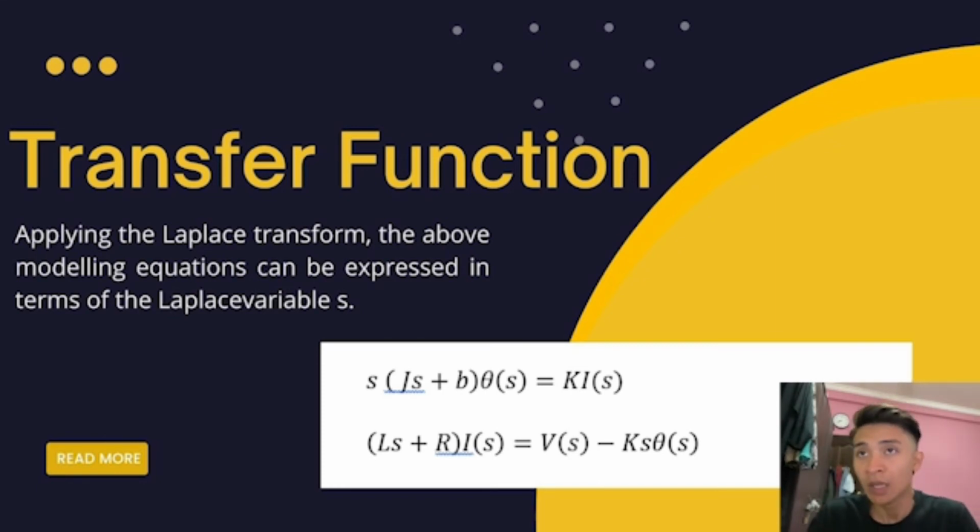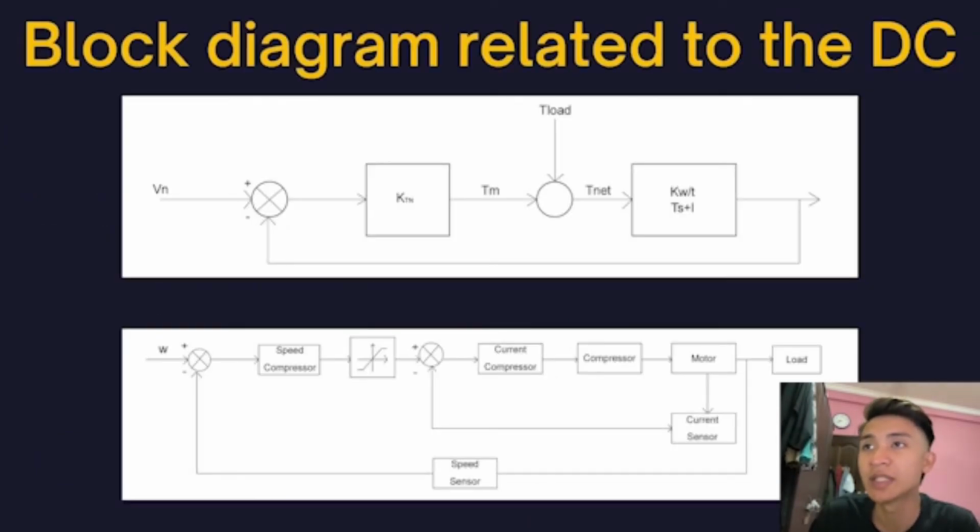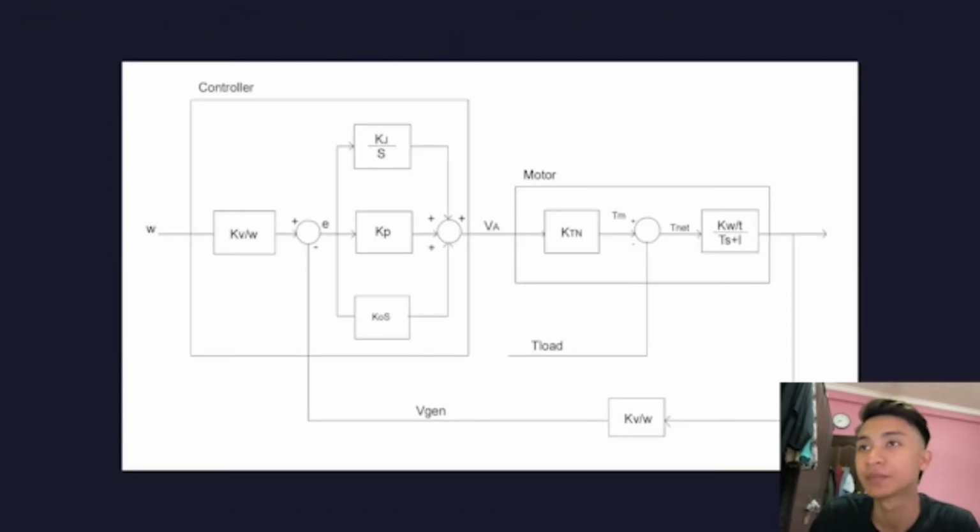So the equation is here. Next you can see the block diagram related to the DC motor. This one, this one speed compressor, and this one.